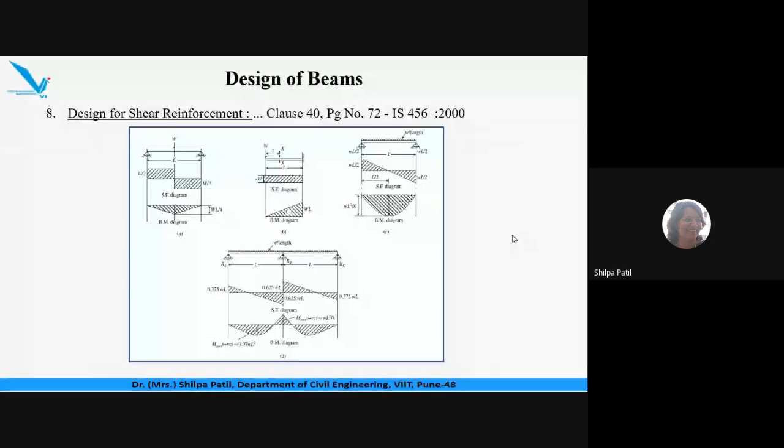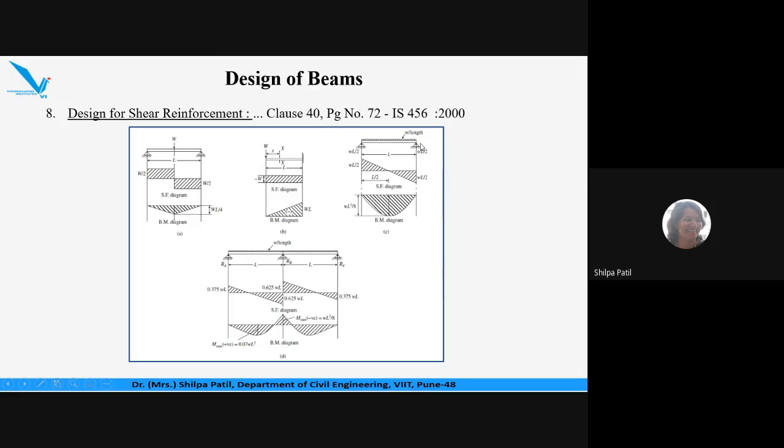I have included here some diagrams for the beams. You can see the first diagram is for a simply supported beam, which is subjected to a central point load. And for this loading condition, what will be the maximum bending moment diagram and what will be the maximum shear force diagram? It is also drawn here. Similarly, if there is a cantilever beam subjected to a point load at the free end, what will be the distribution of bending moment and shear forces? That is also drawn here.